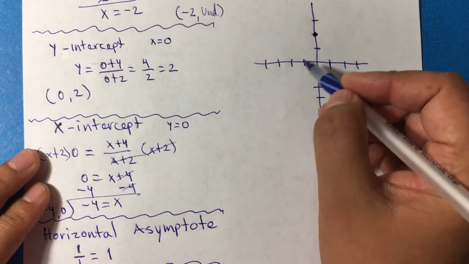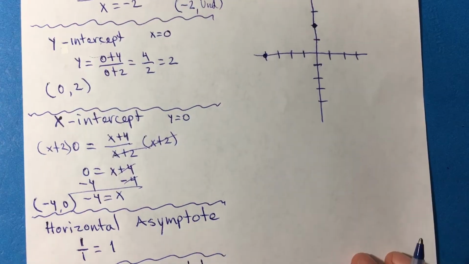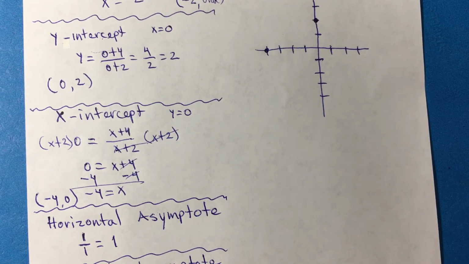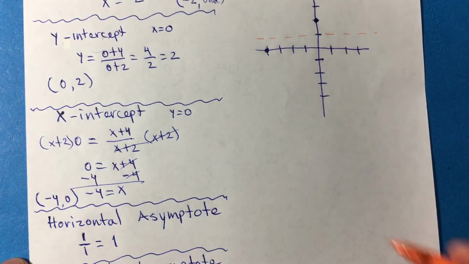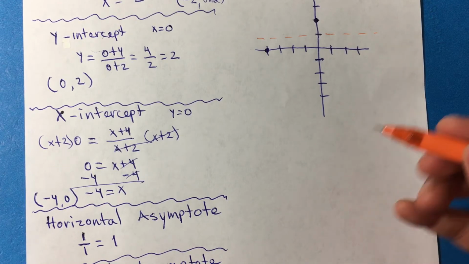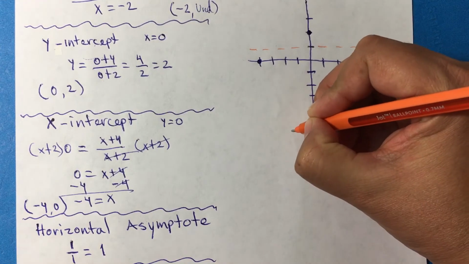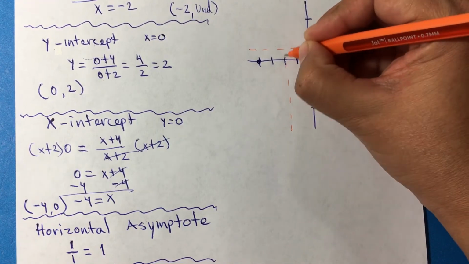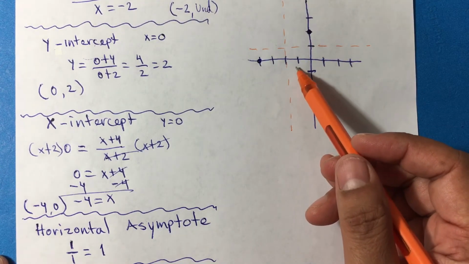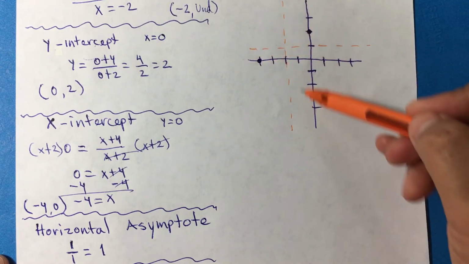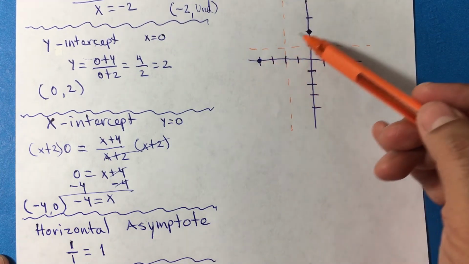The x-intercept is at -4, so -1, -2, -3, -4, right there. Now the horizontal asymptote is at 1, which means that there is going to be a line that cannot be touched. And the vertical asymptote is at -2. And -2 is right here. And so again, we don't know which side our rational function will be on, but that's why these help us.